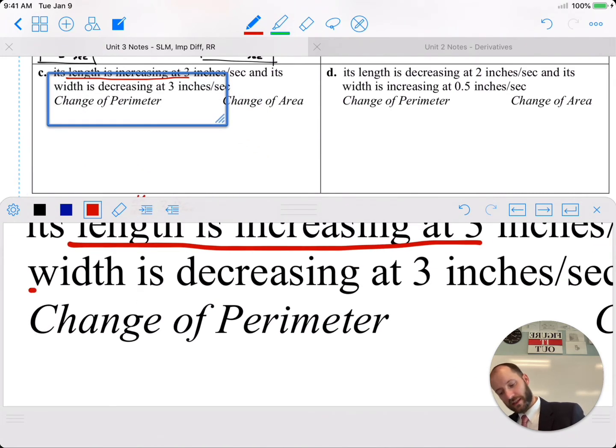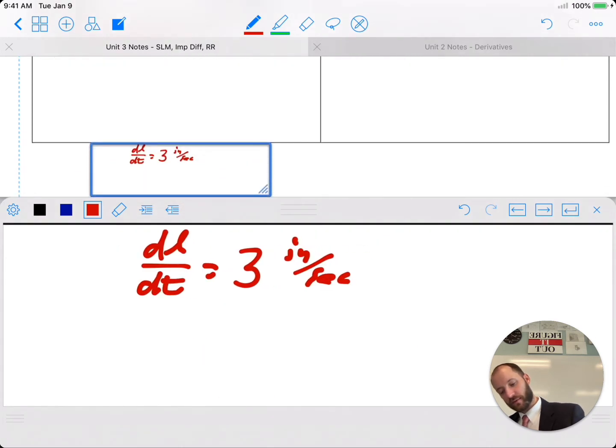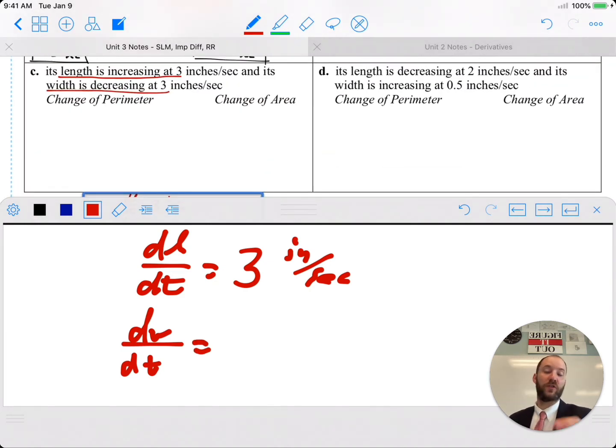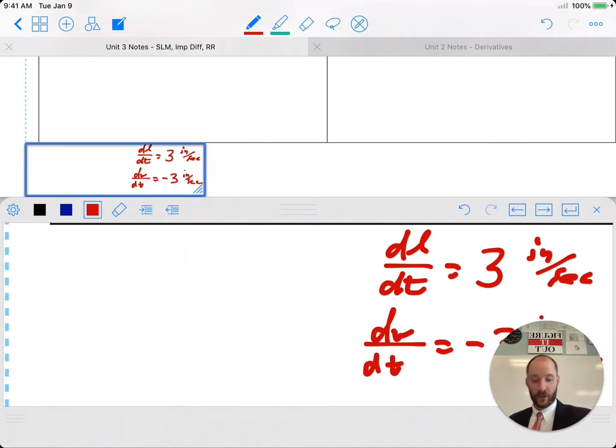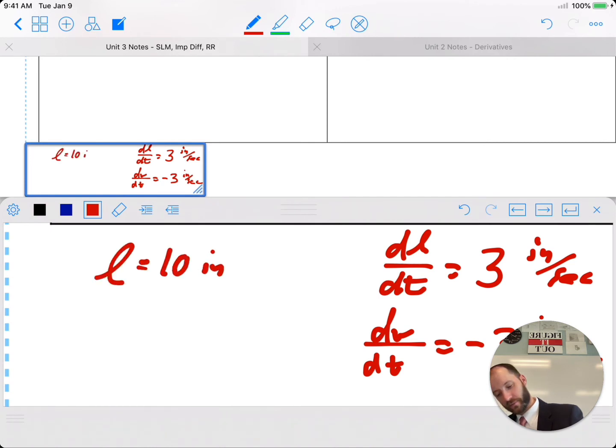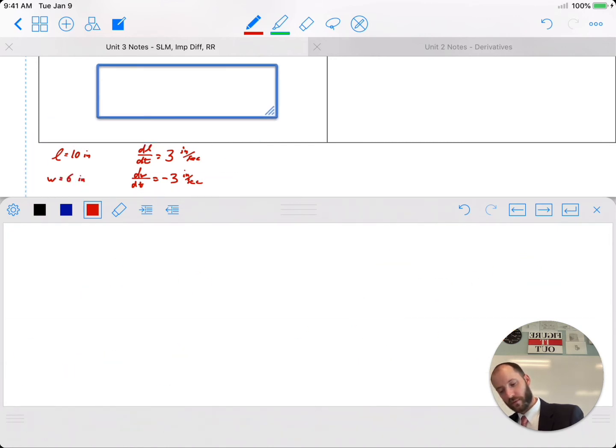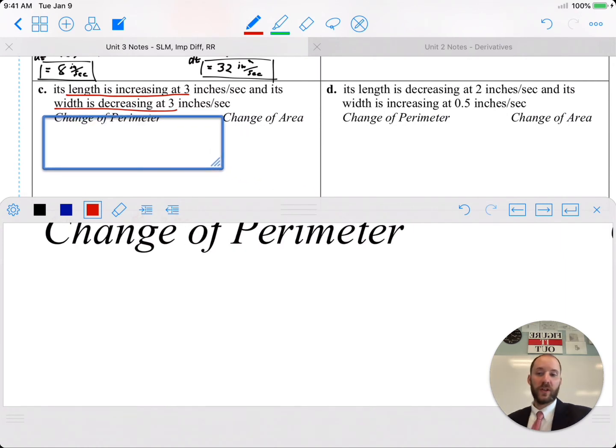The width decreasing at 3. So down here, dW/dt decreasing at 3. So decreasing, so negative 3 inches per second. And we still have our length and width from earlier. Length is 10. And width is 6. So change of perimeter and change of area.